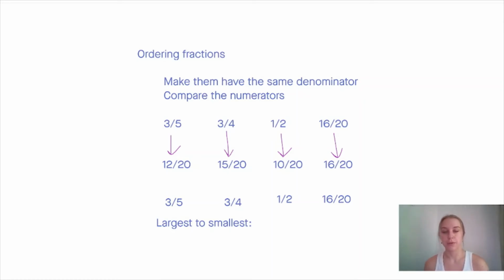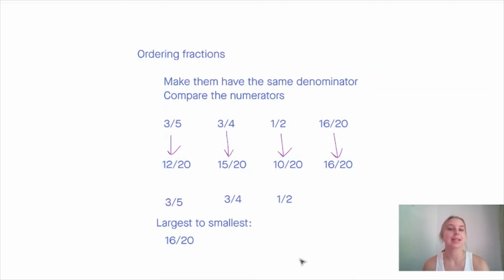So 3 over 5 becomes 12 over 20, 3 over 4 becomes 15 over 20, 1 over 2 becomes 10 over 20, and 16 over 20 stays as 16 over 20. So you can hopefully see that 16 over 20 is our largest number, because we're only comparing the top part of the fraction. So we're comparing 16, 10, 15, and 20. So 16 becomes the largest number.